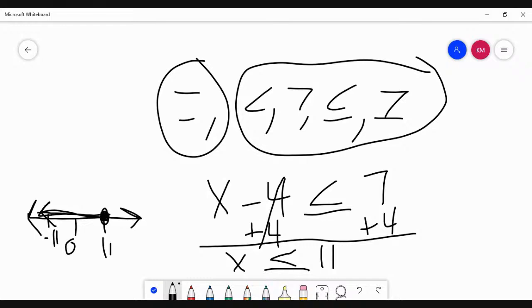Any questions on adding and subtracting inequalities?